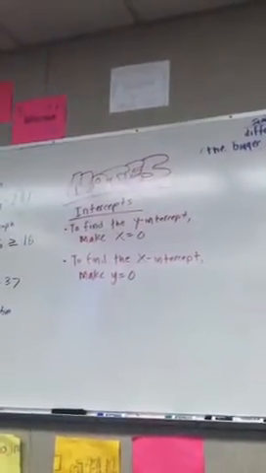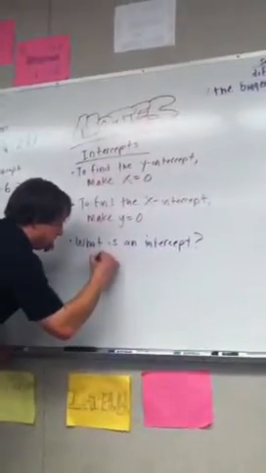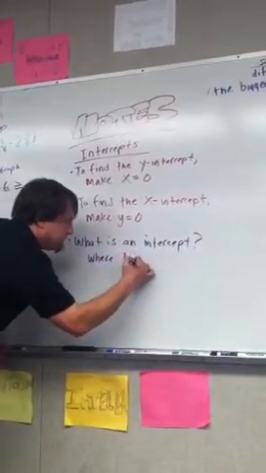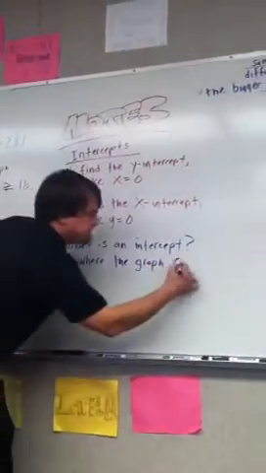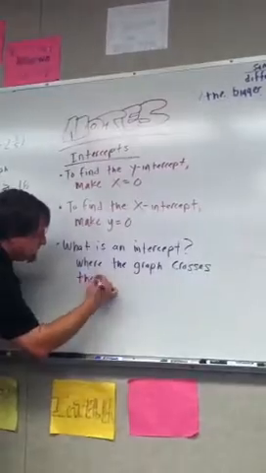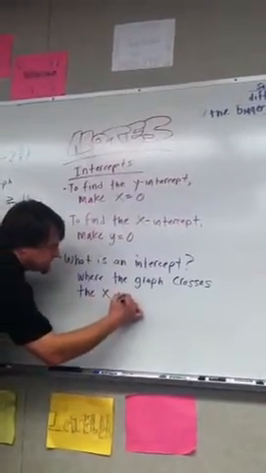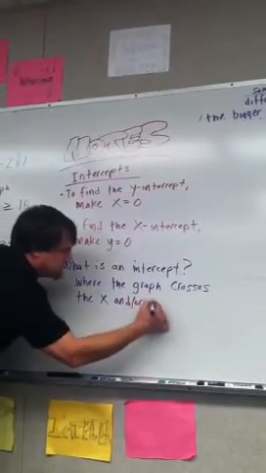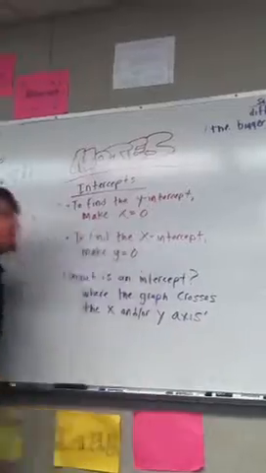So this is our first close. It's very close. It's where they cross. Nope. This is where the graph crosses the axis, x or y. Axis. How do you spell axes?